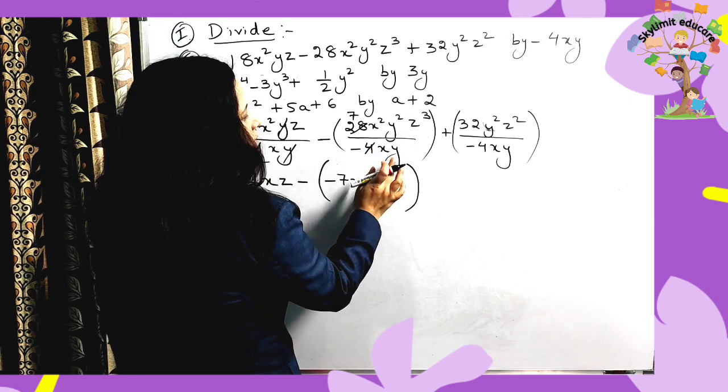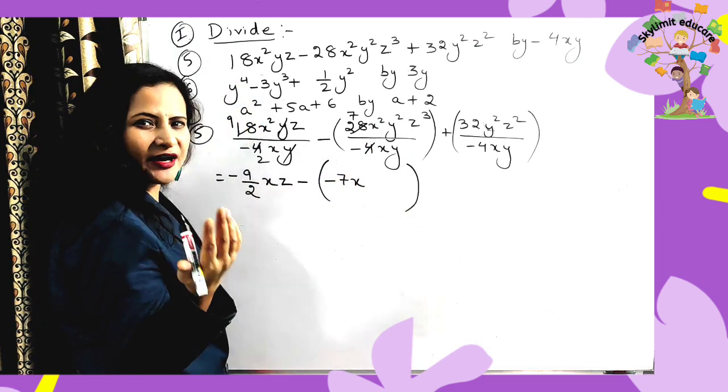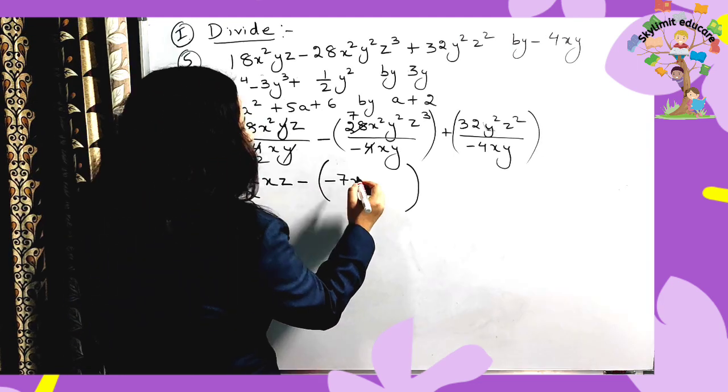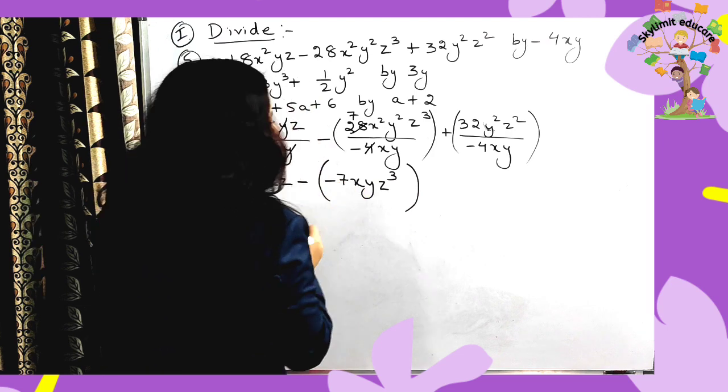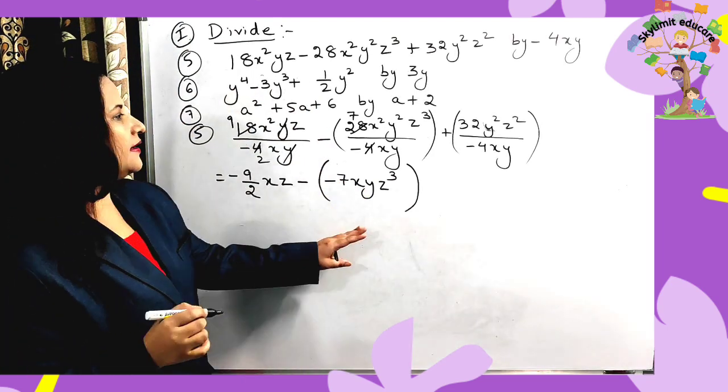Y to the power of 2 and y to the power of 1. 2 minus 1 is y to the power 1 only. So y only I will write. Yes. And z cube, no same base. Only one single z cube. So I am writing like this.